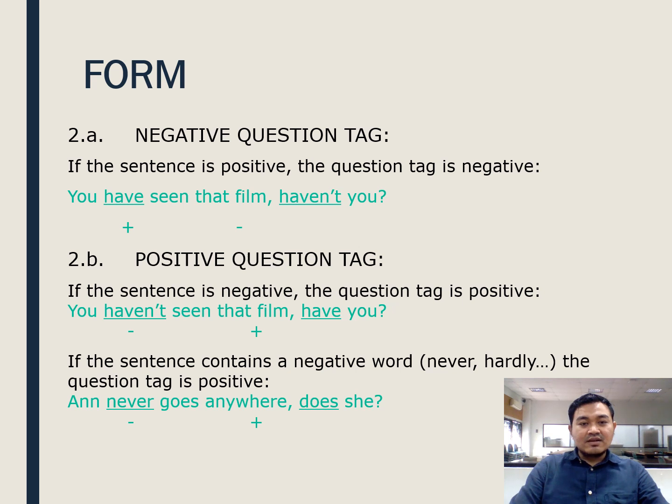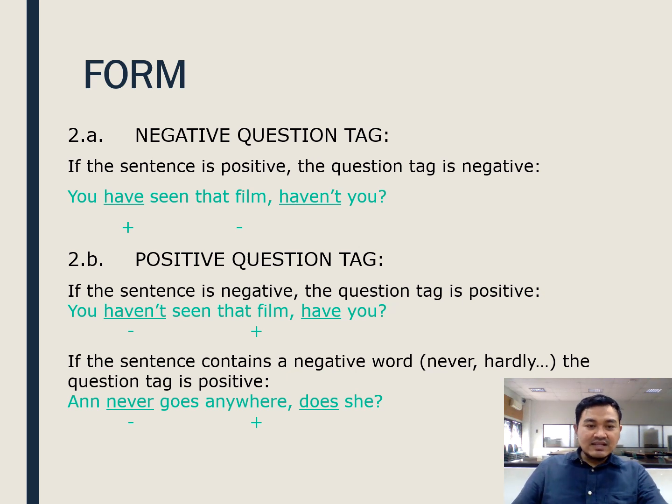The form also has the negative and the positive question. For example, if the sentence is positive, you need the negative question tag. For example, you have seen that film, haven't you? You can see the form of the sentence is positive, yet when you want to make the question tag, it should be negative. Otherwise, when the sentence is negative, the question tag should be positive.